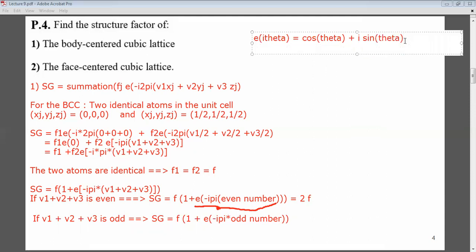So what do I have here? I have e to the minus I pi, in case it is odd, for example. This is equal to cosine of pi plus I sine of pi. Sine of pi is 0, so it is cosine of pi, which is minus 1. Then I have 1 minus 1, which gives me 0. So if V1 plus V2 plus V3 is odd, I get 0 for the structure factor. This is the case of body center.